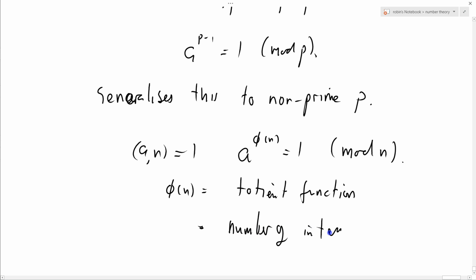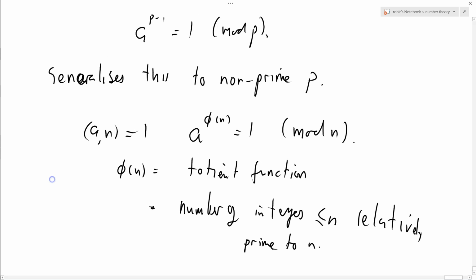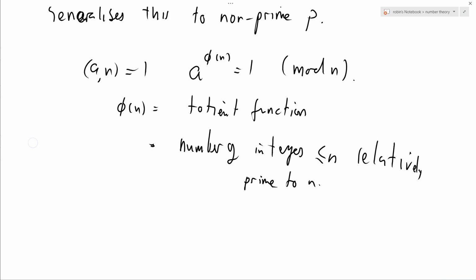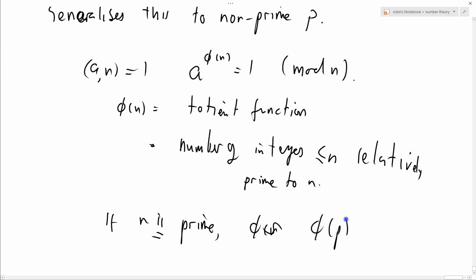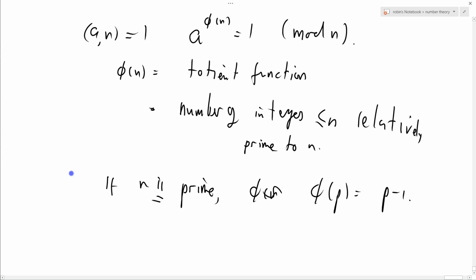equals the number of integers less than or equal to n relatively prime to n. Well, that's it really. So if n is prime, of course phi of p equals p minus 1, and so we recover Fermat's little theorem, which is quite nice.